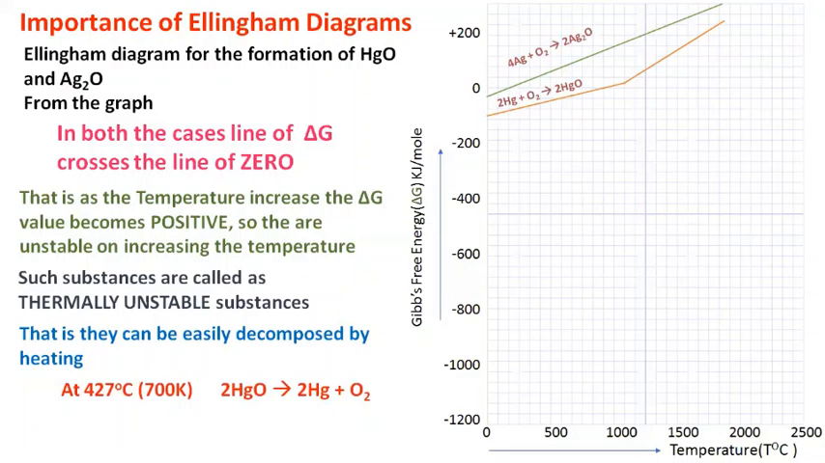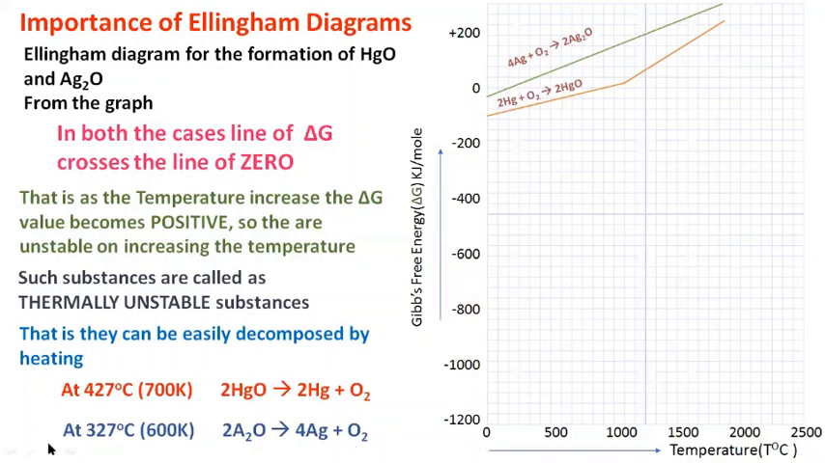So that is why at 700 Kelvin, that is 427 degrees centigrade, mercuric oxide on heating produces mercury. And at 327 degrees centigrade, that is 600 Kelvin, silver oxide converts into silver on heating.